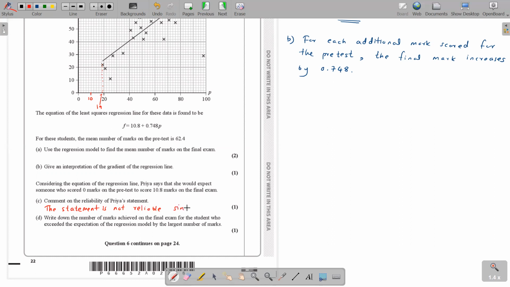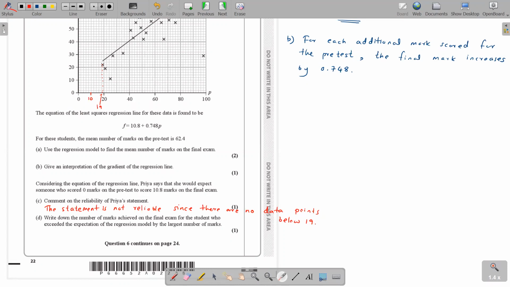The statement is not reliable since there are no data points below. What's the lowest point we have? 19. So there's nothing below 19. So I can't go below 19 at all. We cannot do any prediction below 19. Okay, all predictions can be done inside the data range.